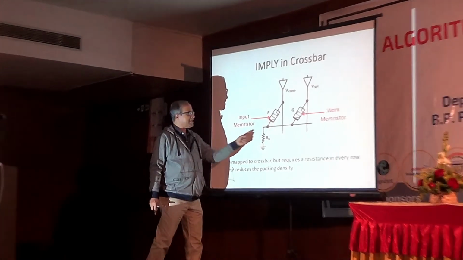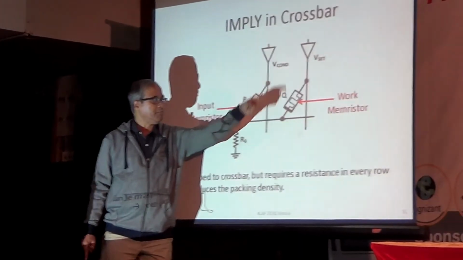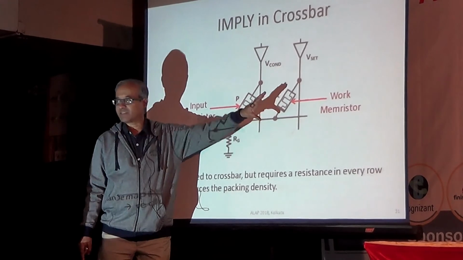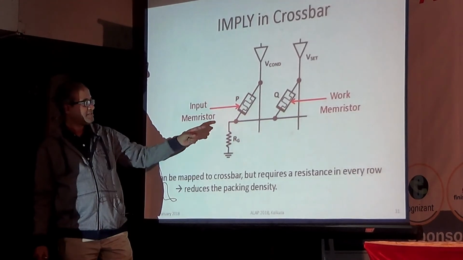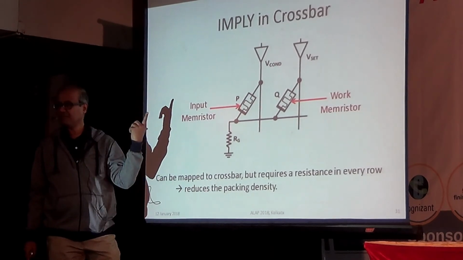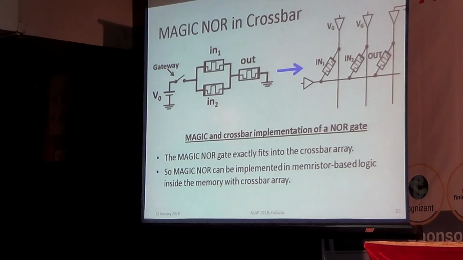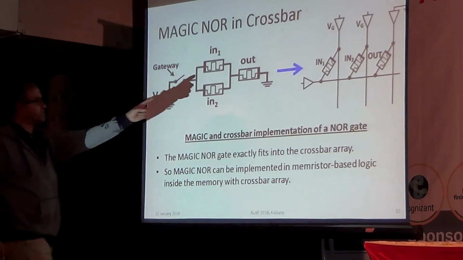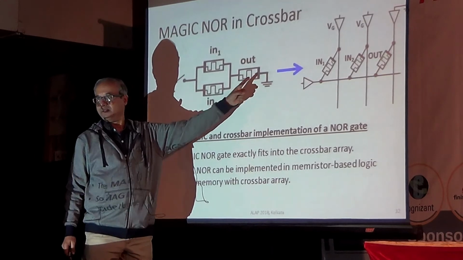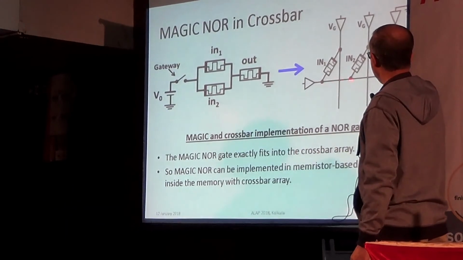See, imply can be implemented in a crossbar array like this. You consider this 1 row, 1 column. These are 2 memristors connected to the junctions. Just to connect the resistance in the row, you have an imply gate. Similarly, you think of MAGIC. This is a MAGIC NOR gate. NOR gate, you recall, this is on the other side, doping. You see, this gate can be directly mapped like this.